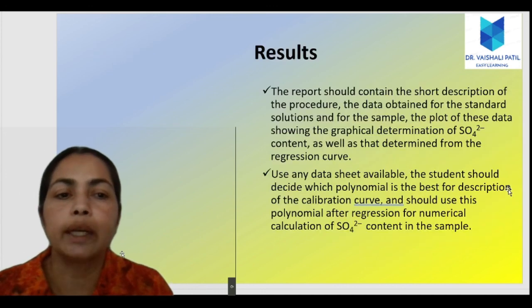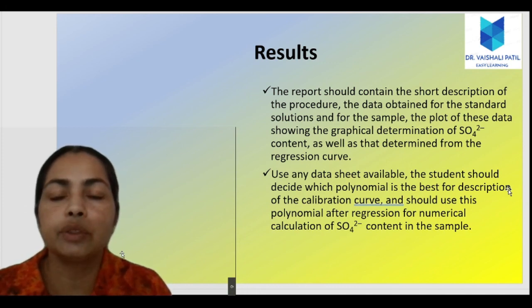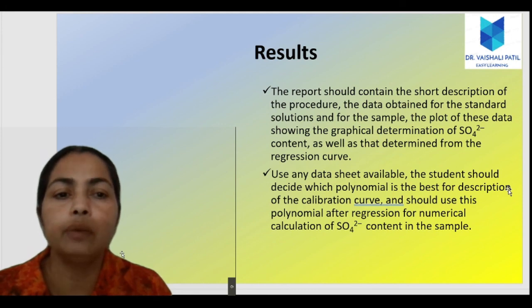So the report should contain a short description of the procedure when you write the reports in your file, and the data which we have obtained, that is the observation table, then the details for the unknown sample, and by using this calibration plot we can graphically determine the content of sulfate ions in the unknown sample. In addition to that, we can also calculate it by solving the straight line equation.